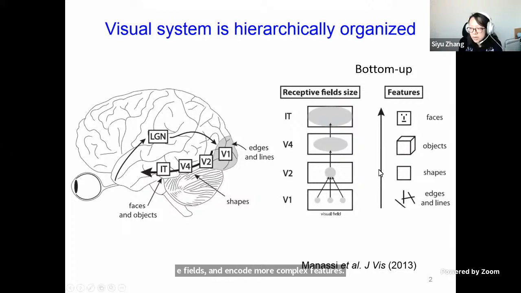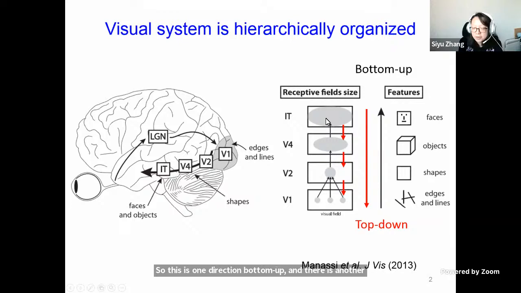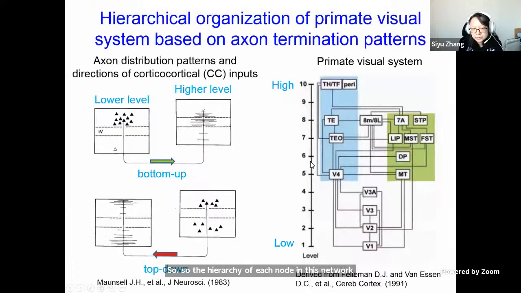So this is one direction, bottom-up, and there is another direction, top-down. The high-level areas make behavior-related top-down modulation of visual processing. So the hierarchy of each node in this network determines the direction of the information flow between them. Previous studies in primates have shown distinct axon distribution patterns of long-range cortical inputs with different functions. Axons from bottom-up inputs are mainly located in layer 4, and axons of top-down inputs are in superficial and deep layers.